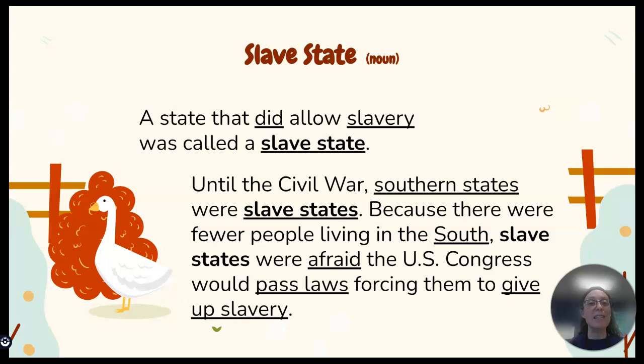The opposite of that is a slave state. A state that did allow slavery was called a slave state. Until the Civil War, Southern states were slave states. Because there were fewer people living in the South, slave states were afraid that the U.S. Congress would pass laws forcing them to give up slavery.